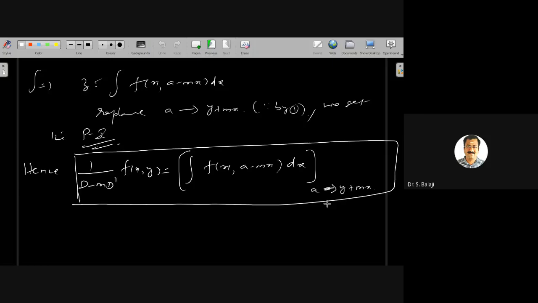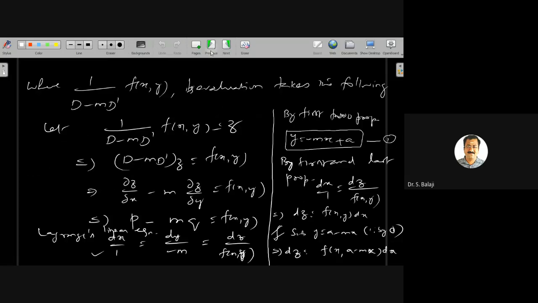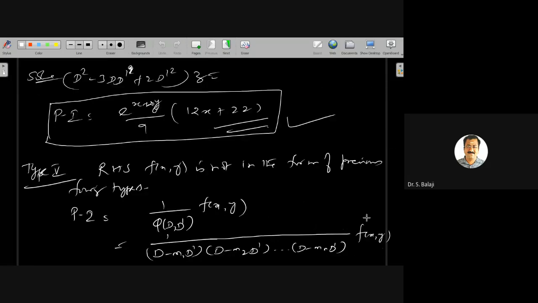This is for any kind of functions not in the previous 4 types. If you find that the function on the RHS is not in the form of the previous 4 types, then you can adopt this idea. The procedure is very simple. Write the denominator in terms of many factors and operate one by one. You first operate this factor, then you get again a function of x comma y. Again operate with the next factor, and move up through all the factors, then you can get the answer. The idea is very simple.